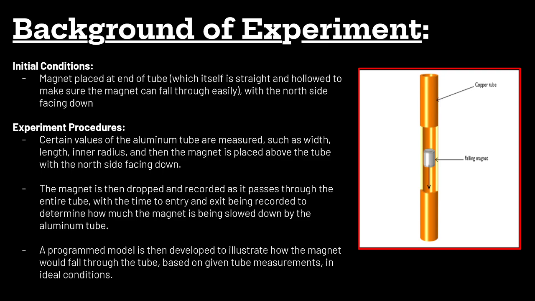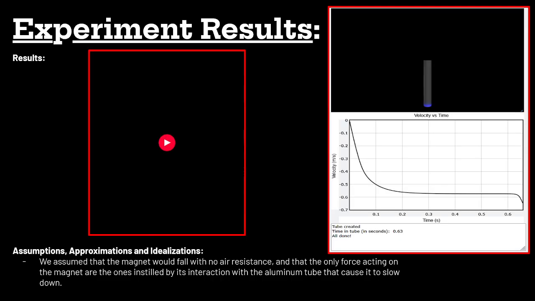It is then dropped and recorded as it passed through the entire tube, with the time to entry and exit being recorded to determine how much the magnet is being slowed down by the tube compared to if we were just free falling in air. A program model is then developed to illustrate how the magnet would fall through the tube based on these given tube measurements in ideal conditions, like without air resistance and with a perfect tube.